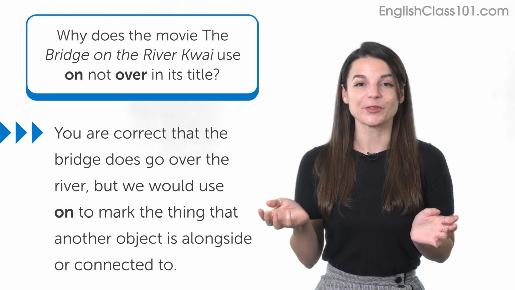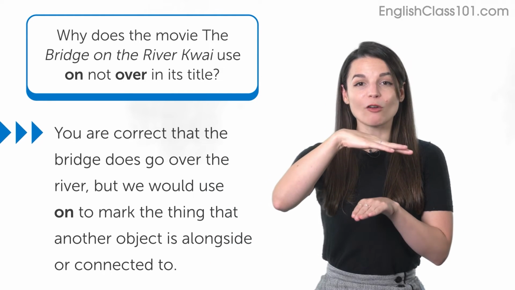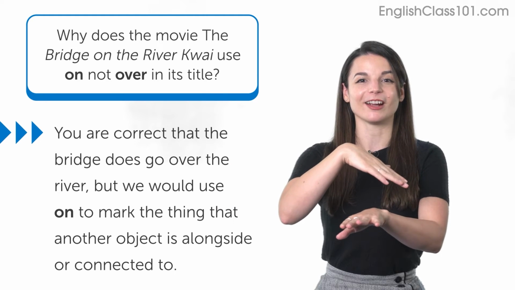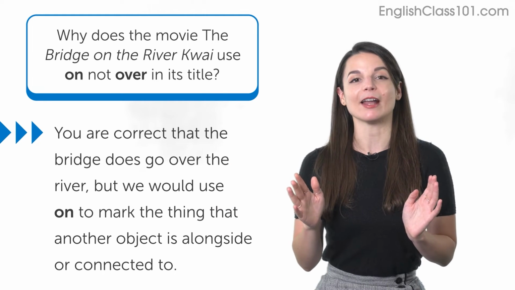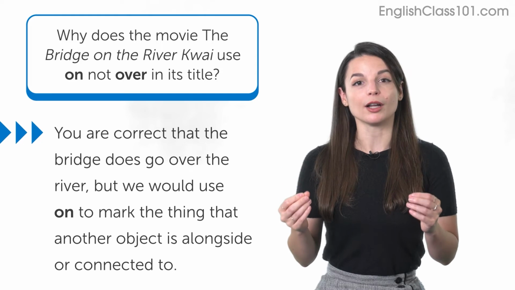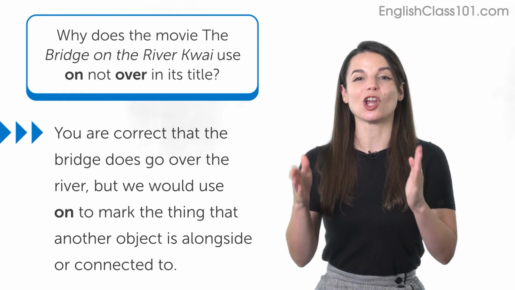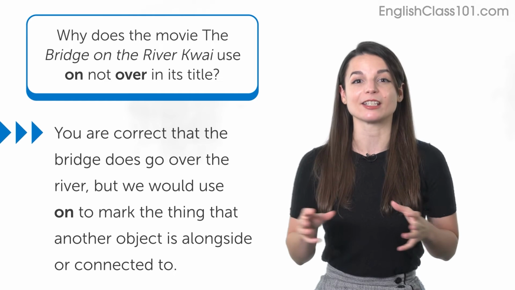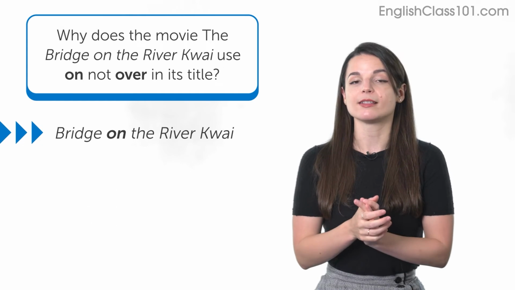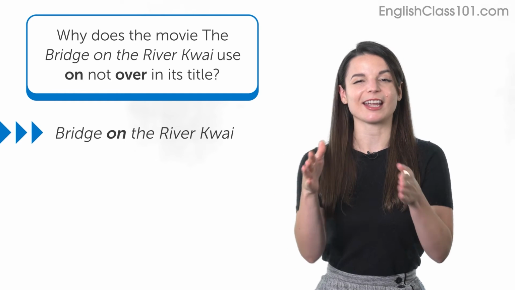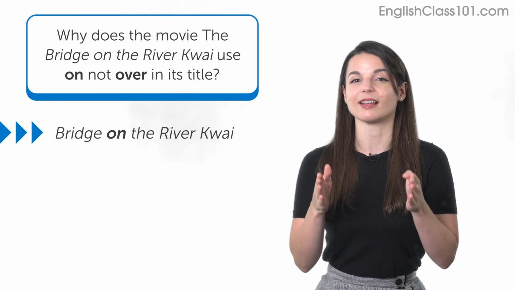So yes, you are absolutely right. The bridge goes over the river. It makes sense to say "the bridge over the River Kwai," right? I completely understand that. But we can also use "on" to mark the thing that another object is alongside or is connected to in some way. So in this example, "bridge on the River Kwai," we're showing that the bridge is connected to the river or it runs alongside the river.